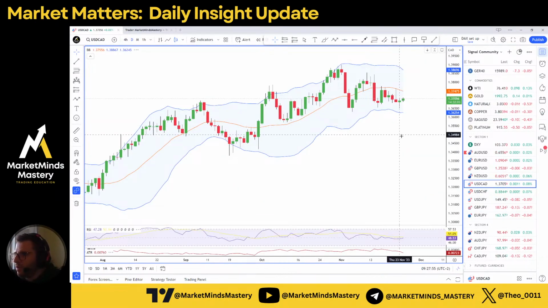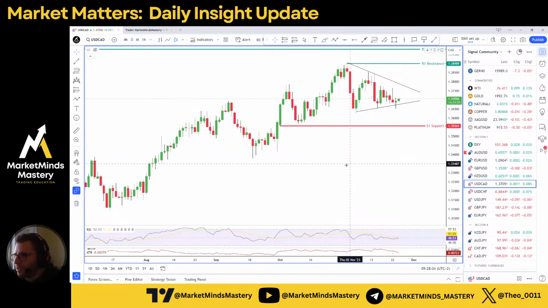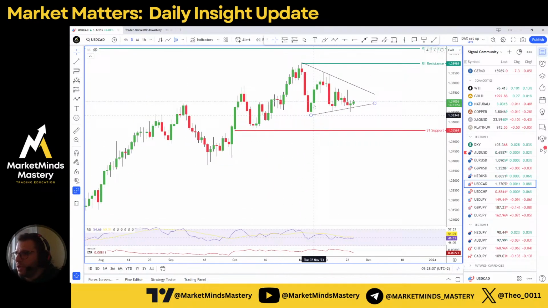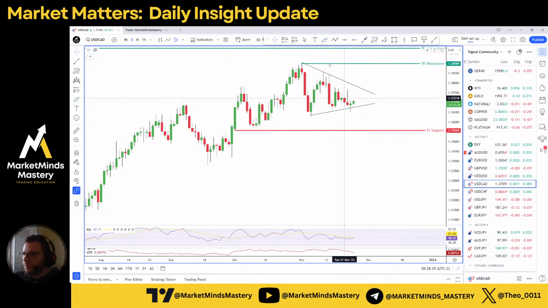USD Canadian dollar, the price is trading within a symmetrical triangle. If I hide the Bollinger Bands, we can see it more clearly. So now it's a defined triangle because we were able to connect 4 points. Yesterday price rejected here, so for price action traders on the daily chart, this can be a tradable opportunity simply because the price touched this support, this one here.